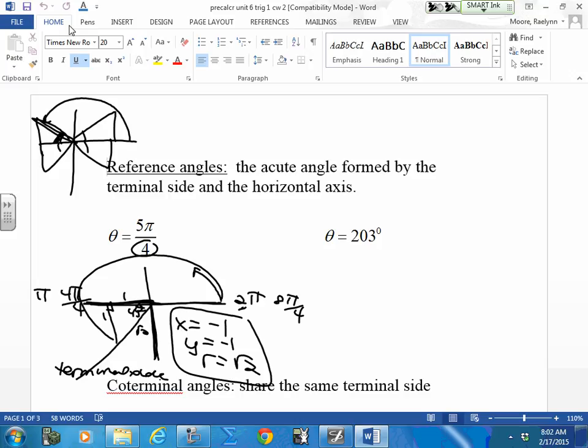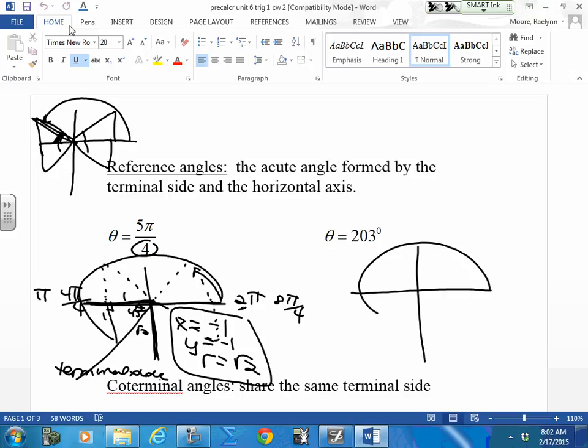So your reference angle is the angle that's formed when you drop your triangle to the x-axis. It's an acute angle. It is the same triangle that came in this quadrant, this quadrant, this quadrant. It's just rotated or reflected, if you will. Same triangle. We can do this in degrees.